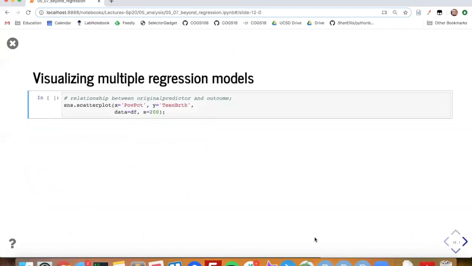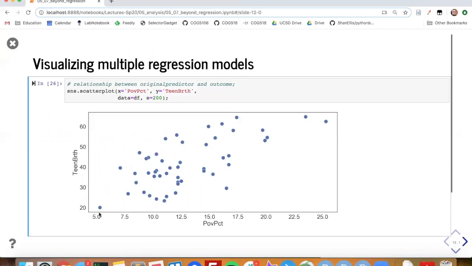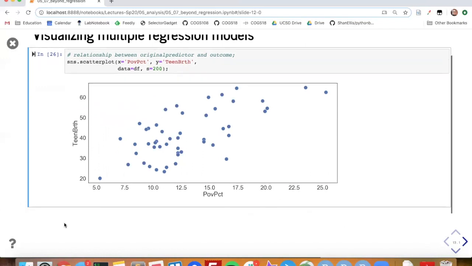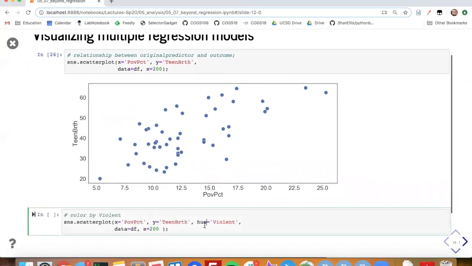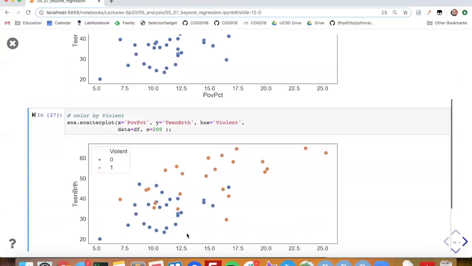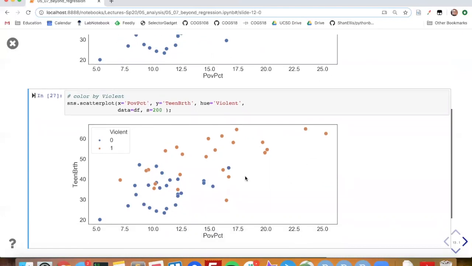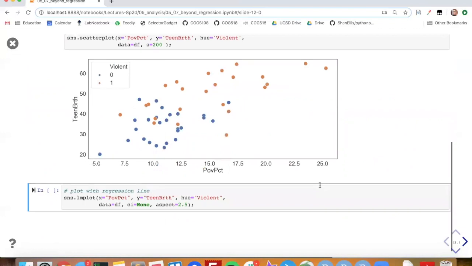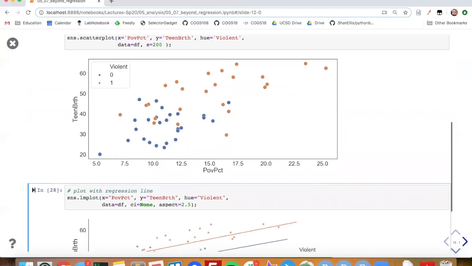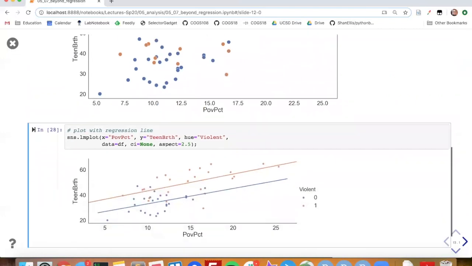Now, to visualize this concept, we can use a scatter plot here. So these are the underlying data we've been looking at the whole time: poverty percentage on the x-axis, teen birth rate on the y-axis. We can color these points by violent level. So we can see our zeros are the blue points, low violence. Our oranges are the high violence points. And we can then add our regression line to this model.